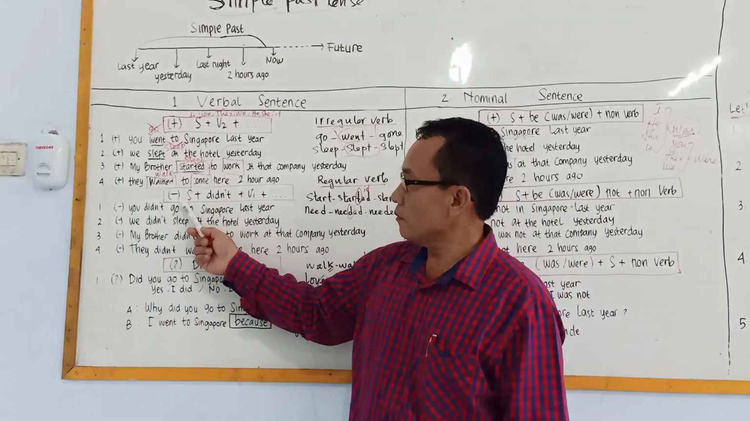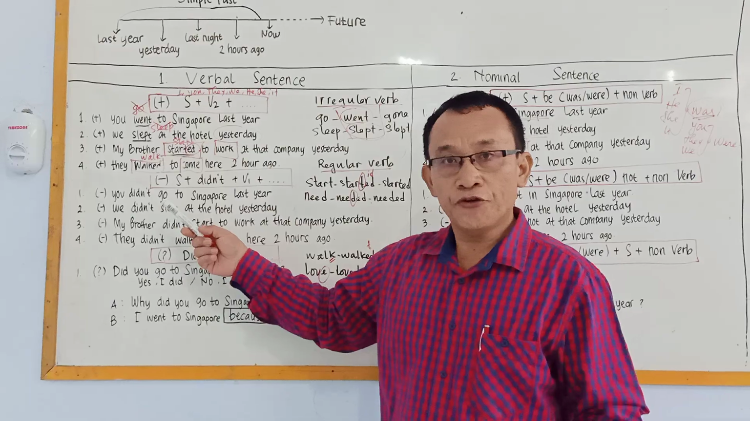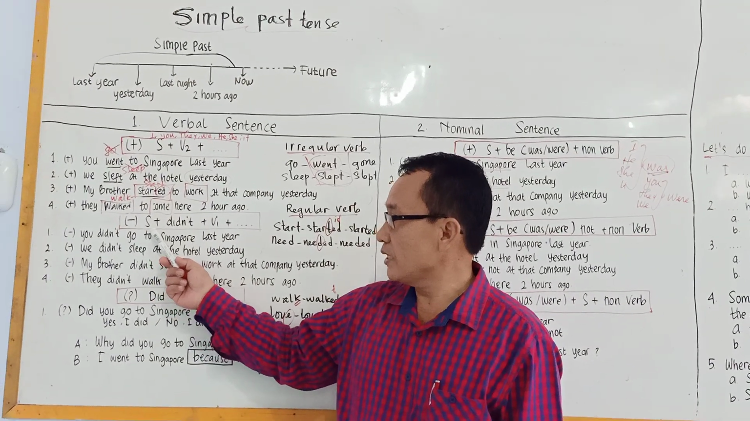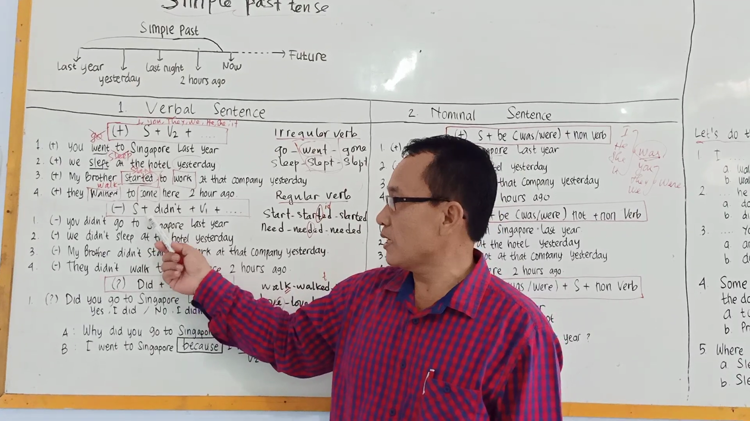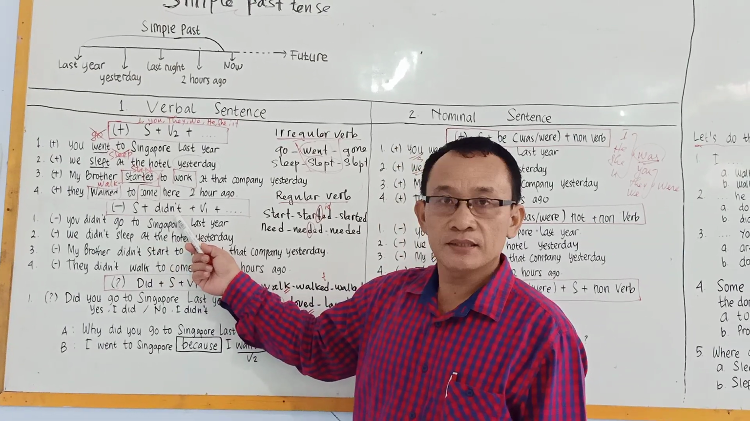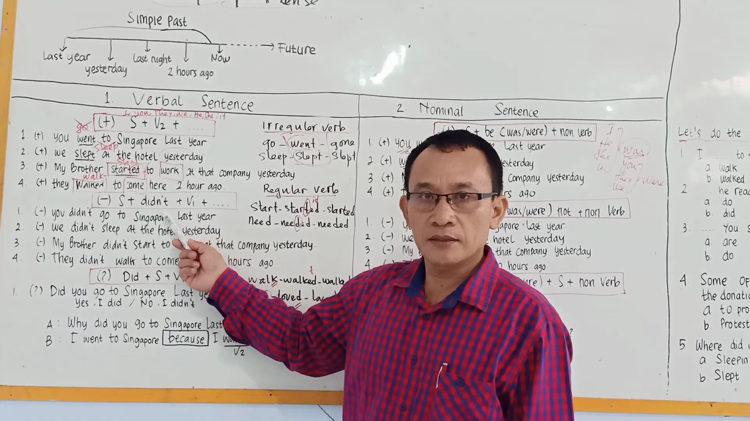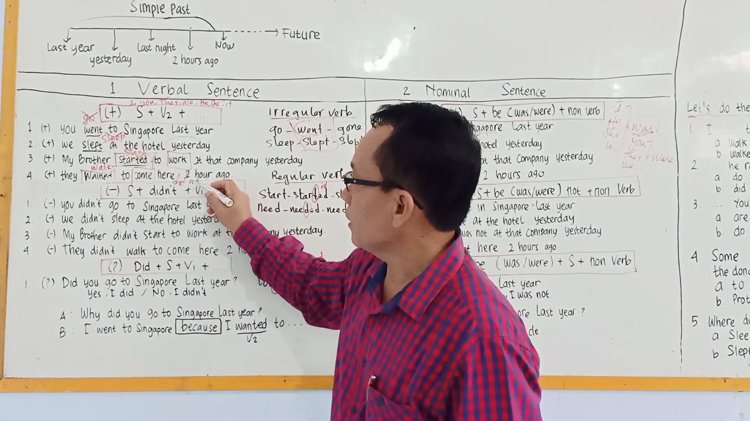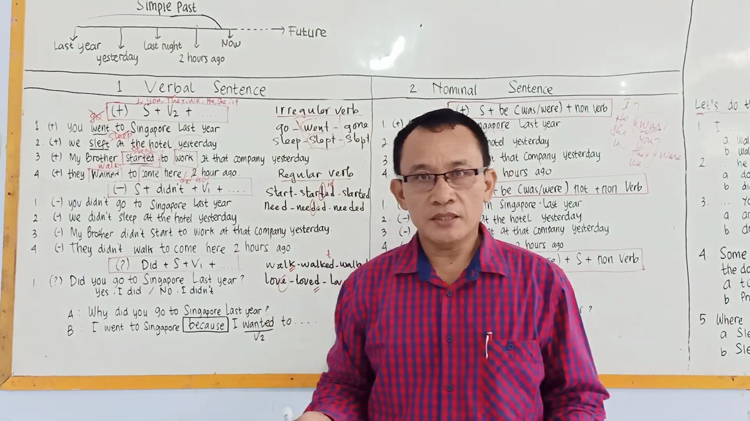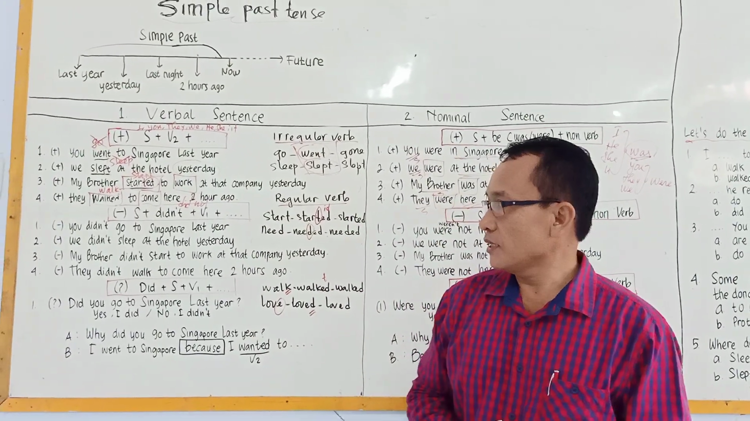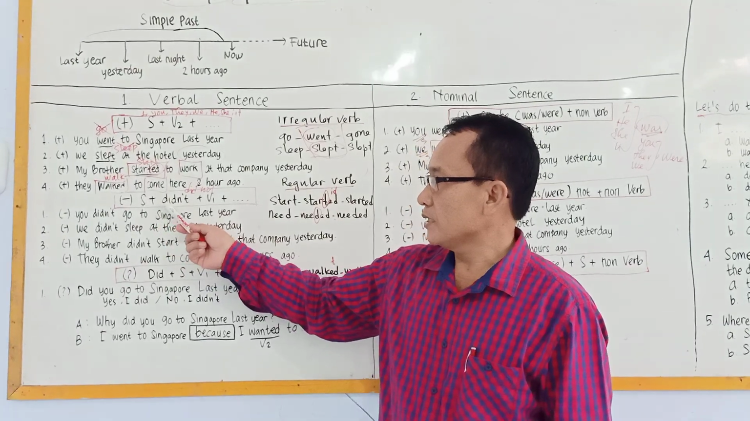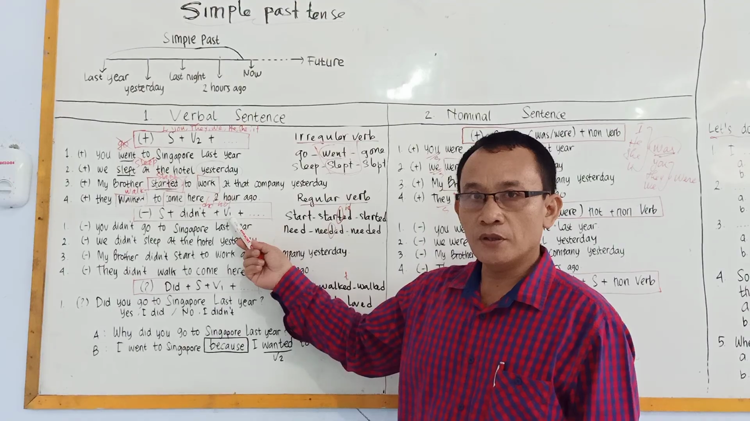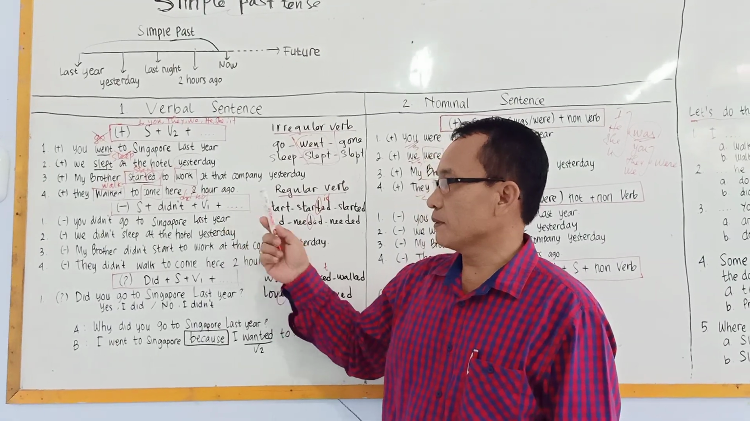Verbal sentence for negative, the formula you have to remember: subject plus didn't or did not. Didn't comes from did not. Sometimes people say did not or didn't, the same. Subject plus didn't or did not plus base form or verb 1.